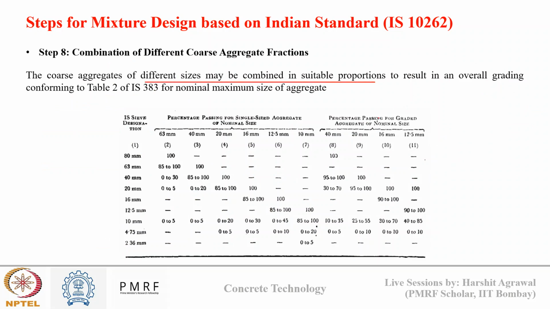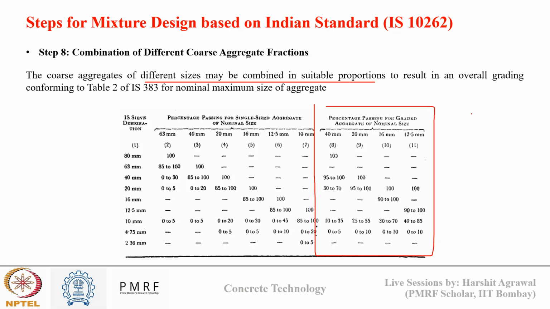If you see the second half of this table, this is for graded aggregate, to belong to a particular nominal maximum aggregate size. Suppose I have 10 mm and 20 mm nominal single sized aggregate. If I am using a 50-50% combination of both, then for getting 20 mm nominal maximum aggregate size, the sieve analysis of this graded aggregate batch should conform to the values given here.